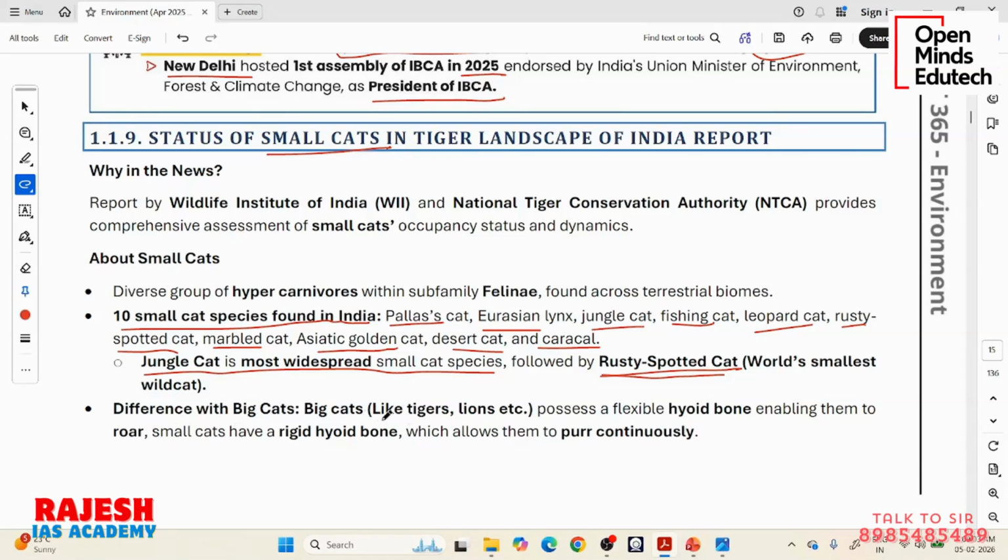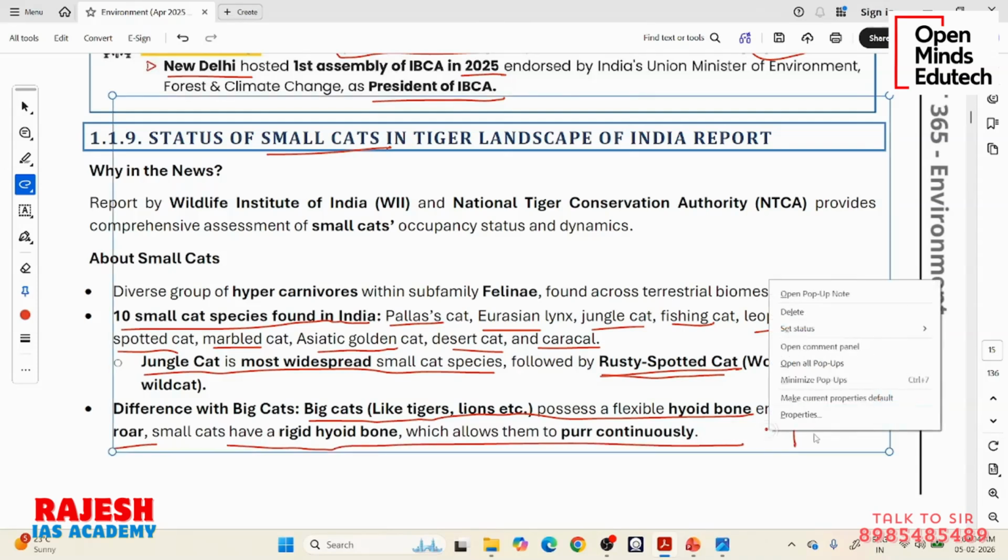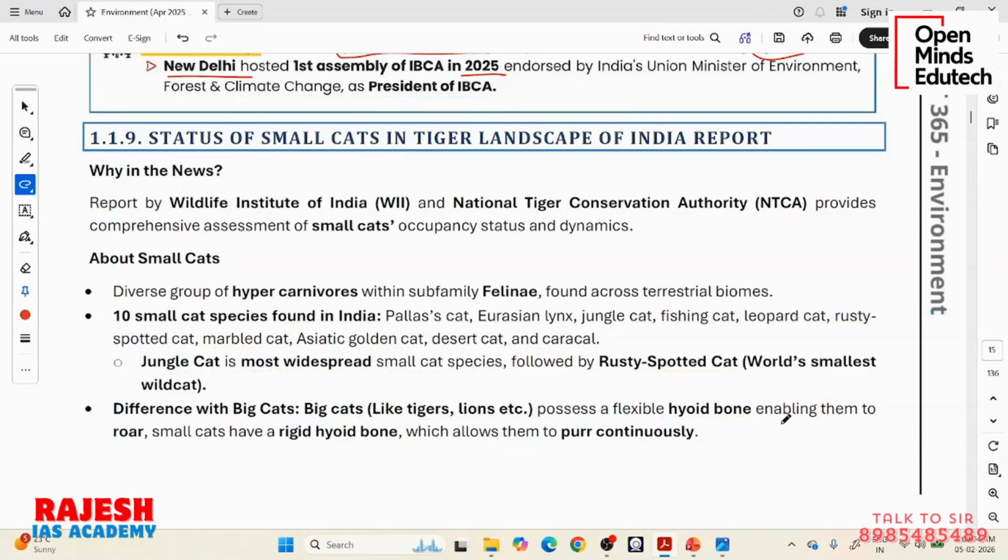Now, what is the difference between big cats and small cats? This is a general difference. As I told you, there is no universal agreement on which is a big cat and which is a small cat. Cheetah can be a small cat for some people, and a big cat for others. Big cats possess a flexible hyoid bone, enabling them to roar. Small cats have a rigid hyoid bone, which allows them to purr continuously. So, generally speaking, the ability to roar is what differentiates big cats from small cats.